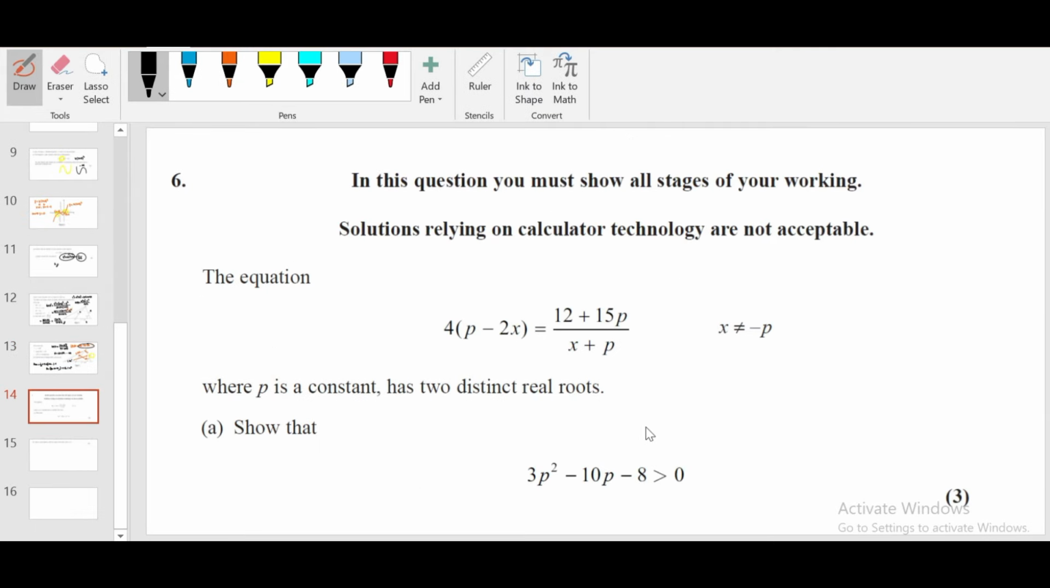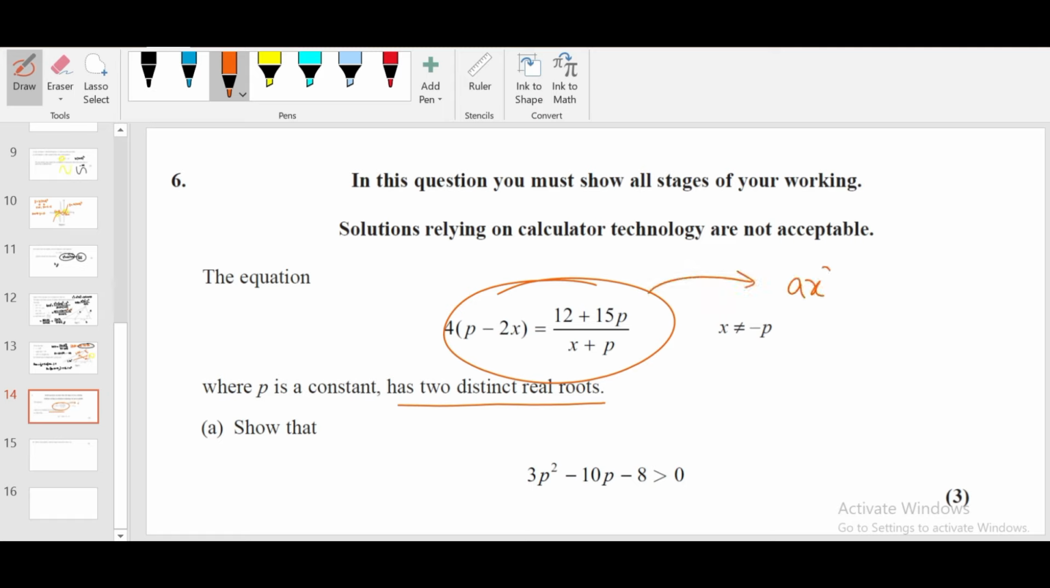Now let's move on to question number 6. You have an equation given. This equation has two distinct real roots. If the equation has two distinct real roots, if you can convert this into a quadratic equation in this form, ax square plus bx plus c is equal to 0, then for two distinct real roots the condition is this: b square minus 4ac is greater than 0. So that's what we need to do.